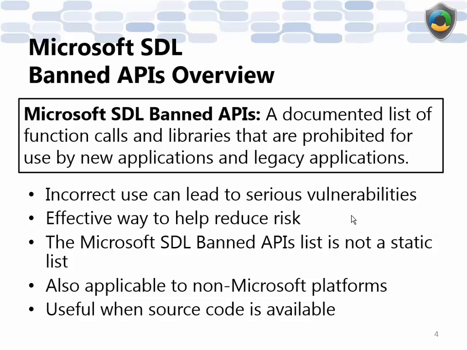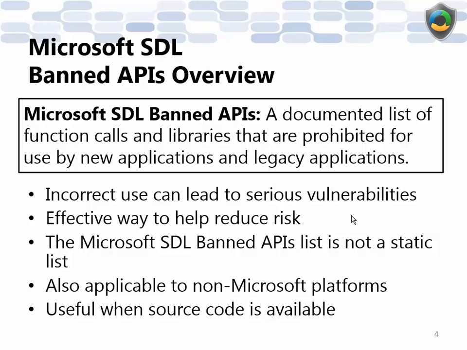These functions are prohibited for use in new apps being developed by Microsoft. The idea is that over time, banned functions that are in legacy applications, so they're already in code, will be removed. Removing the use of banned functions is an effective way of reducing the risk of application attacks by malicious users, and it really doesn't take a lot of effort. Preventing it earlier in the process rather than later can save significant engineering effort, time, and money, as we've talked about in previous lectures.